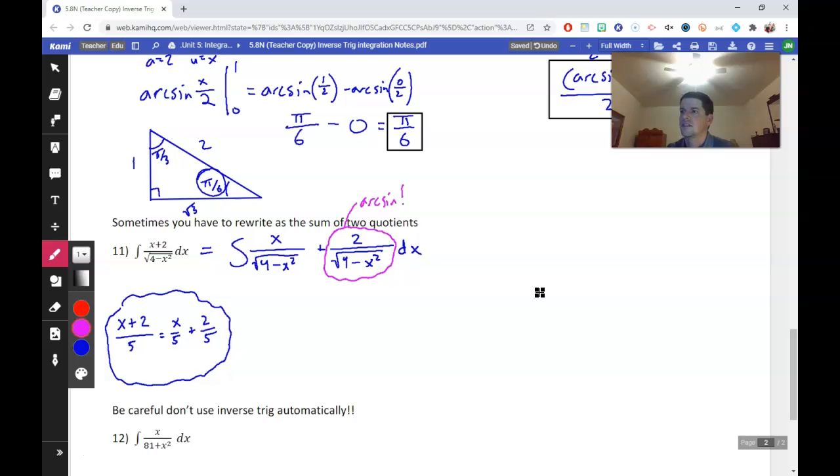Arc sine, and it's almost there. We just need to pull the 2 out in front, right? Then it'll be arc sine. This one we're not going to use arc sine on. We're going to use, you guessed it, u substitution, okay? So let's go ahead and do that.